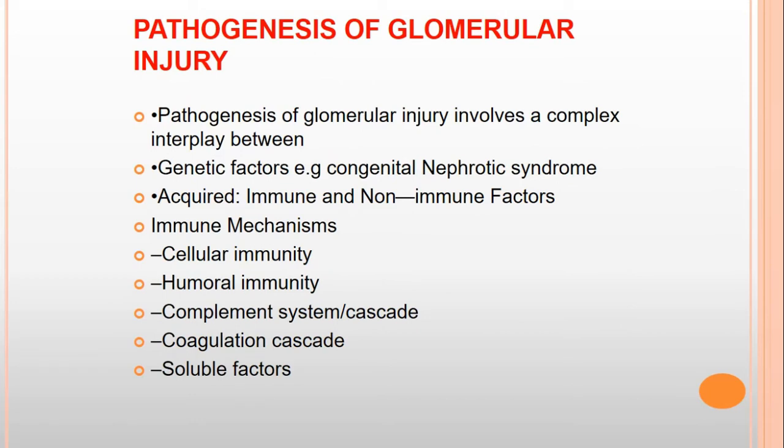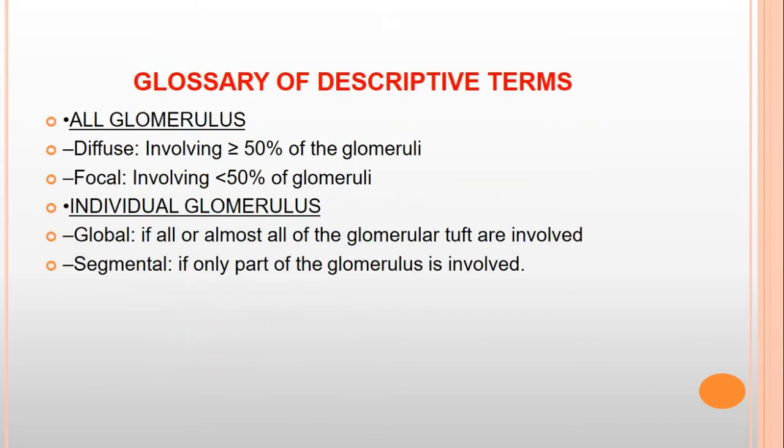Pathogenesis of the glomerular injury is a complex interplay between genetic factors, such as congenital nephrotic syndrome, and acquired immune and non-immune factors, the immune mechanisms, cellular immunity, humoral immunity, complement system cascade, coagulation cascade, and soluble factors. This is the pathogenesis.